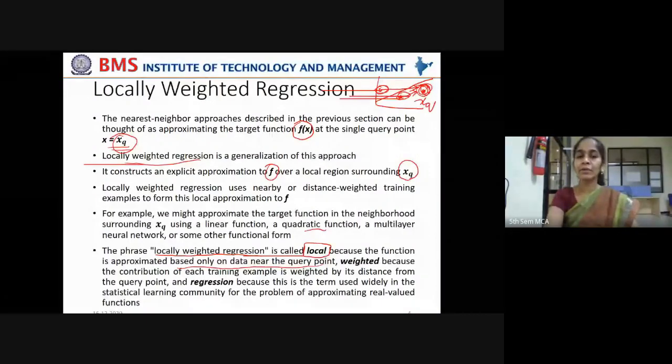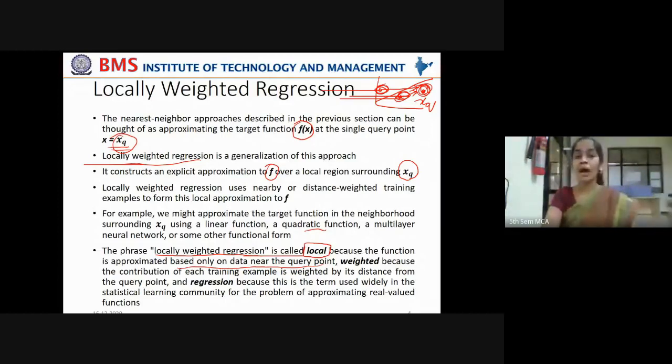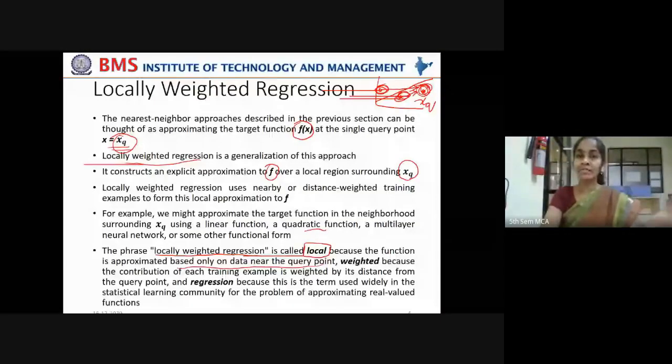Weighted because the contribution of each training example, star training example here or circle training example here, is weighted. How is it weighted? How is it given some importance, that it is playing an important role to classify XQ by assigning it a weight? How is that weight assigned? By calculating its distance from the new instance. Okay, it is weighted by its distance from the query point, which we have given here, XQ.